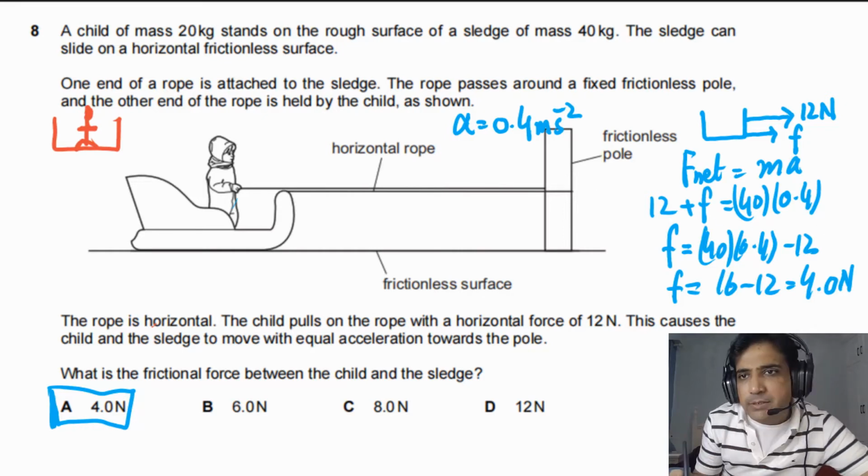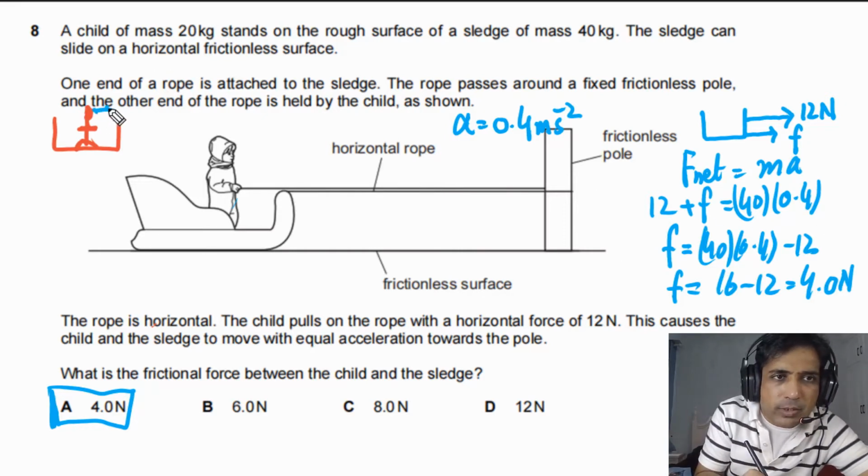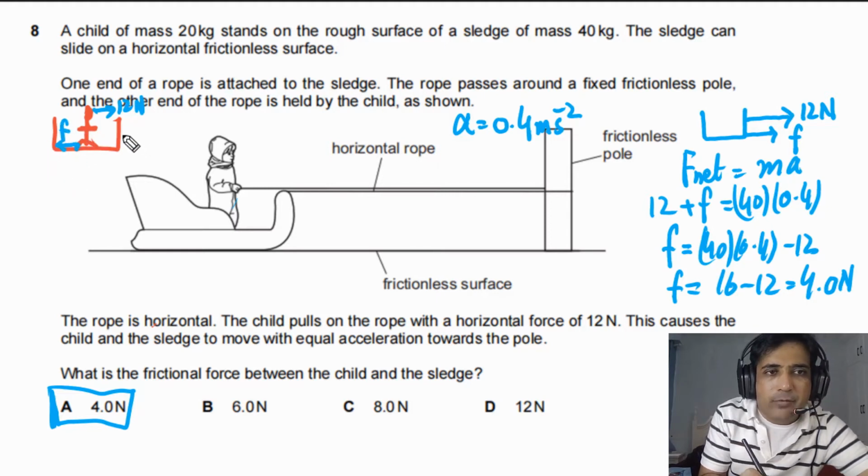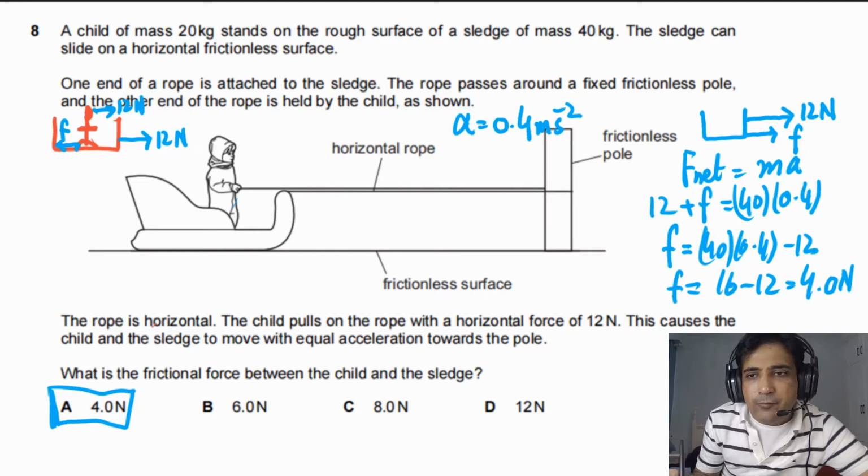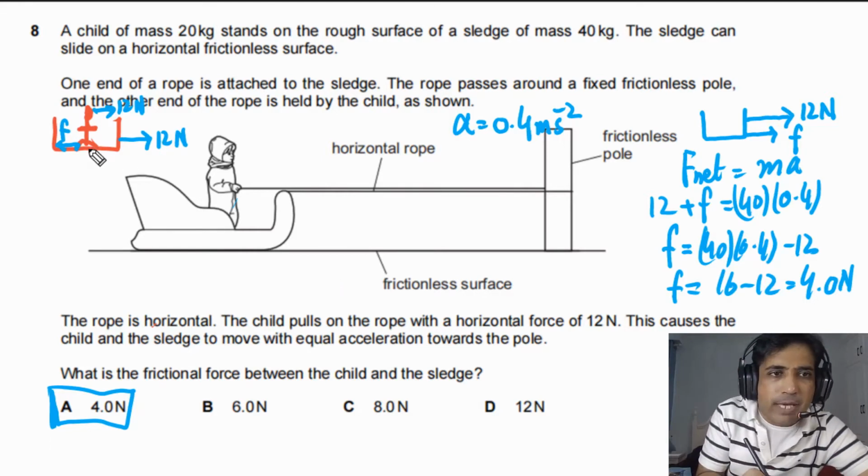We have discussed the force acting on the child, in this case to the right, is 12 newtons, and the force of friction acting on the child is to the left. So this is the force of friction acting on the child, and this is to the left. And the force acting on the sledge to the right is equal to 12 newtons, and the force of friction acting on the sledge is to the right. So this is the force of friction acting on the sledge.